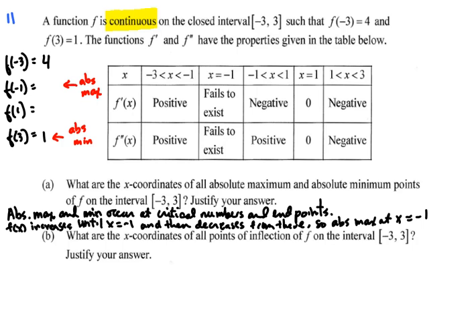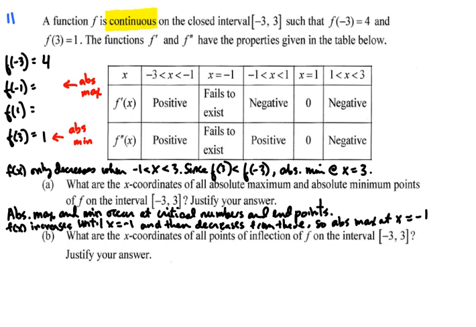Right, f of x increases until x equals -1 and then decreases from there, so the absolute max has to be at x equals -1. To justify the absolute minimum, we could say that f of x is only decreasing on the interval from x equals -1 to x equals 3. And since f of 3 is less than the original starting value, then f of 3 has to be the absolute minimum. Okay, so that takes care of part A.